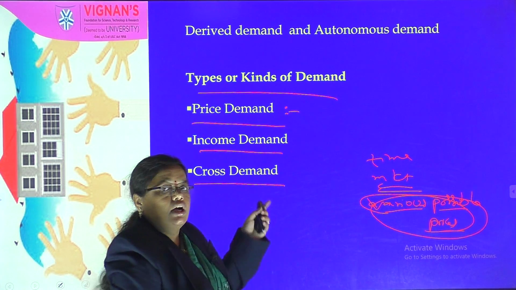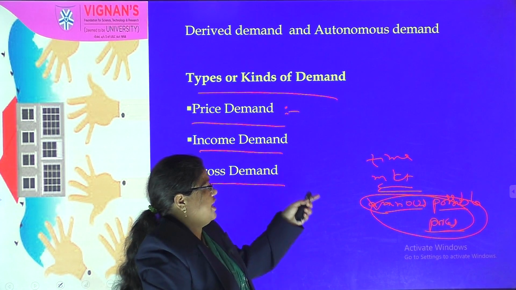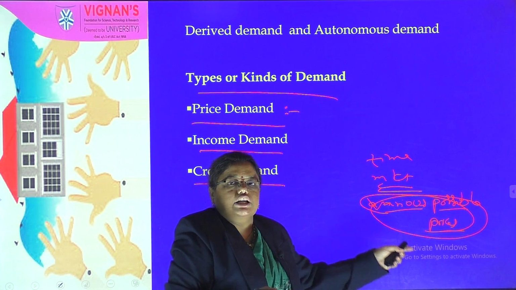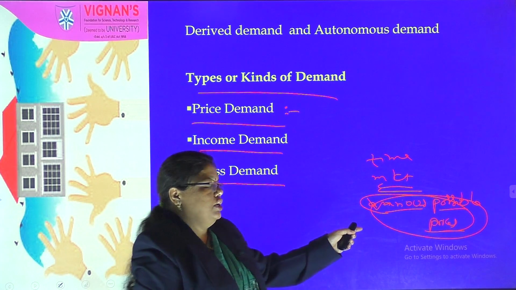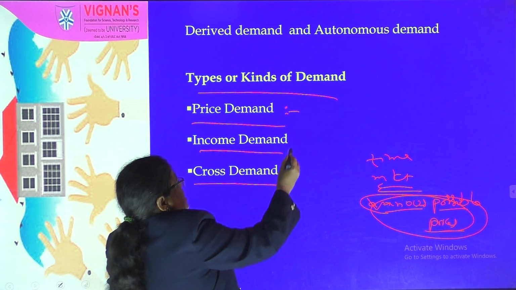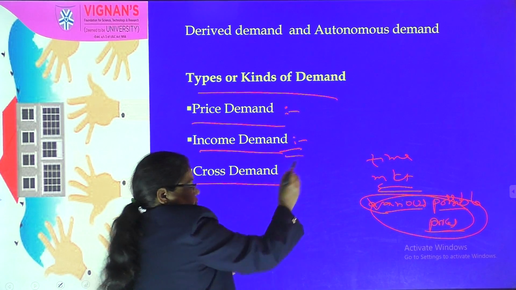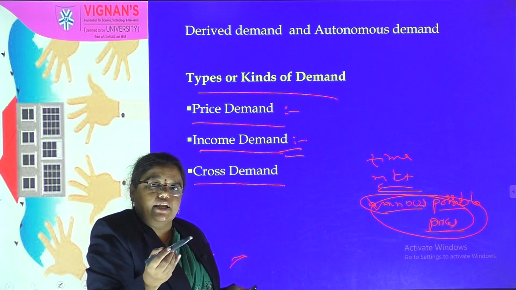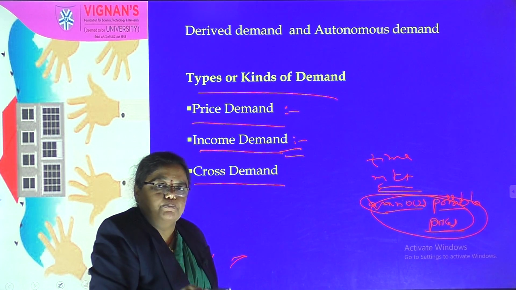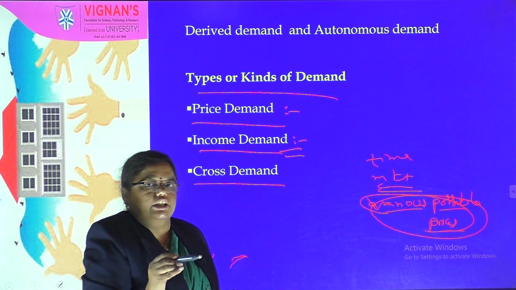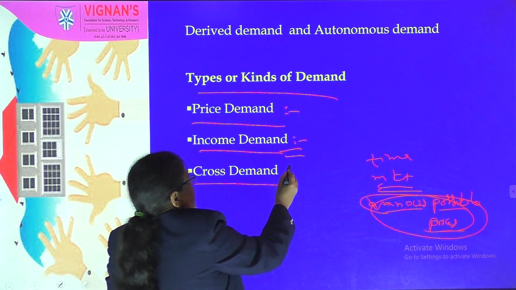Income demand is almost similar to price demand, but it is at various possible levels of income. That means various quantities of the goods purchased in a given market in a given period of time at various possible levels of income. Cross demand.